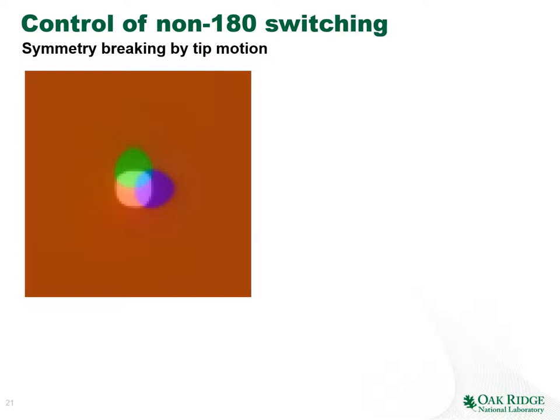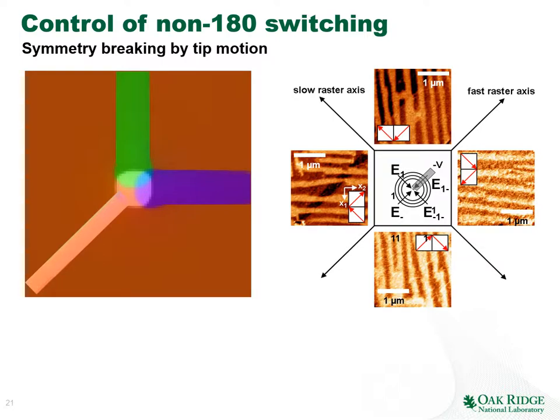And these petals are formed by the 109 degree switch domain. If we start to move our tip along the surface in this direction, then the domain in the wake of the tip motion would be erased and only the pink domain remains. If we move the tip in this direction, then only the green domain will remain. And finally, if we move the tip in this direction, then only the purple domain will remain. Does it work? The answer is, it does.